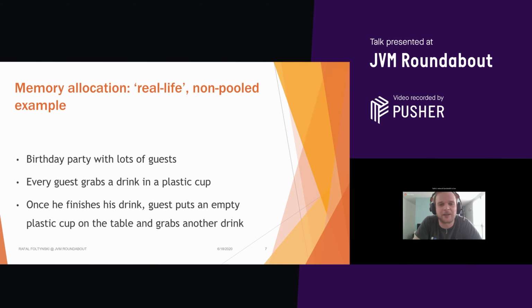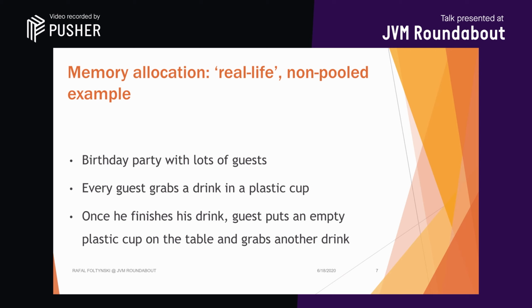So if you're not familiar with memory allocation, the real life non-pooled example would be a birthday party where you have lots of guests, and every guest grabs a drink in a plastic cup, and once he finishes the drink, he just puts the empty cup anywhere, probably on the table, hopefully on the table or in a trash can, and then he grabs another drink. What we end up with is a lot of cups.